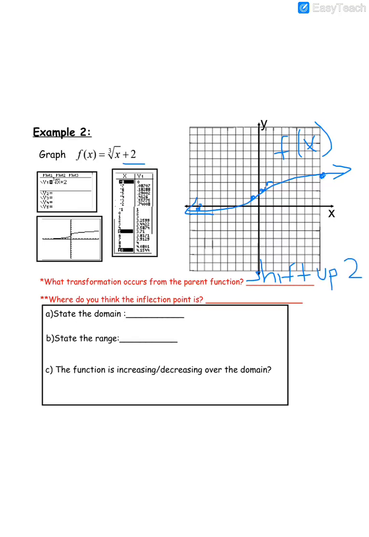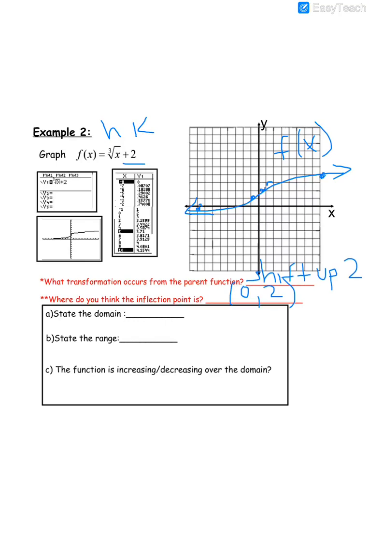Where do you think the inflection point is? So this is your POI, point of inflection. It's sort of where the concavity changes. And this time it's not at the origin, but it is at (0, 2), which is basically coming from your h, k again. Remember, this is my k. This is my h. And there's nothing inside with that x, so it's 0. K is over here, which is +2. That's how I'm getting the (0, 2).